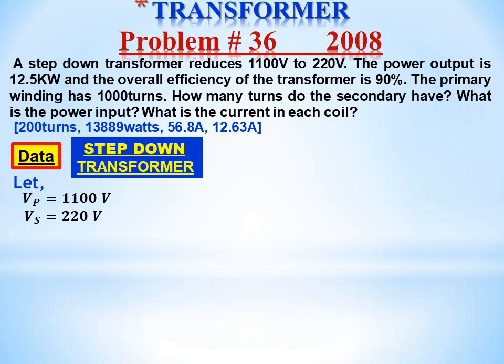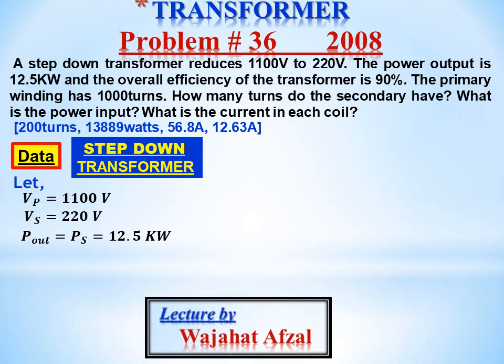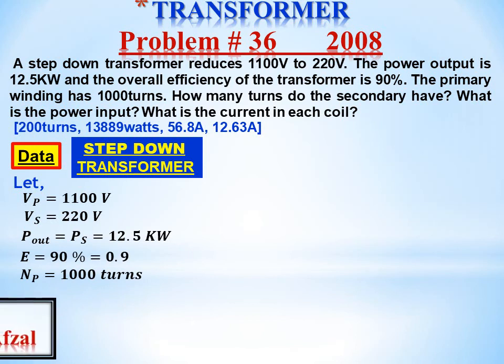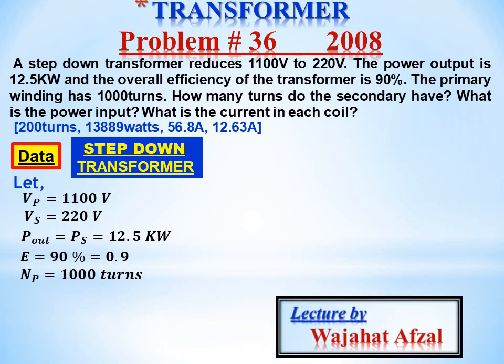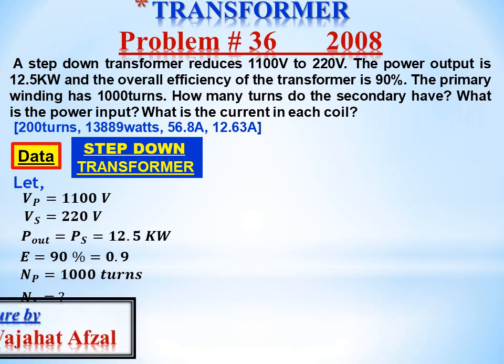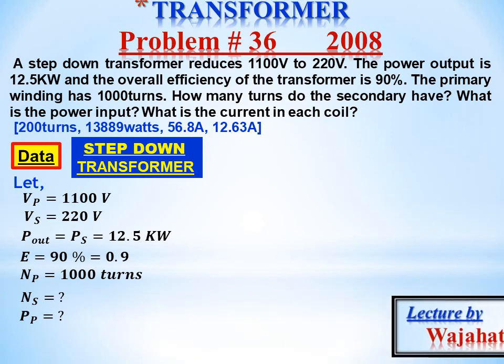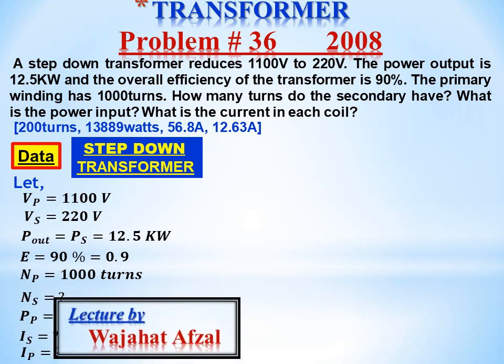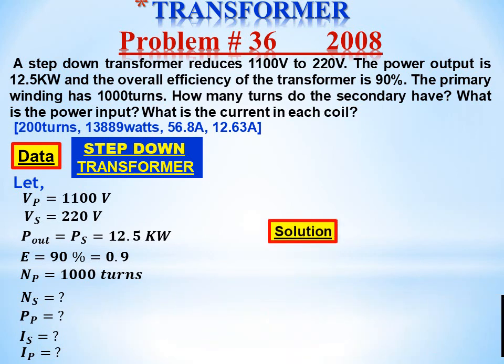The power output means power of the secondary, which is 12.5 kilowatts, or 12.5 multiplied by 1000, that means 12,500 watts, and the overall efficiency is 90%. If you convert this 90% into a value, divide by 100, you will get 0.9. And the number of windings in the primary is 1000 turns. How many turns in the secondary coil? Ns is equal to question mark. Second thing, what is the input power of the primary coil, and current in each coil, that is Is and Ip. You have to find out the current in both coils, Is and Ip.